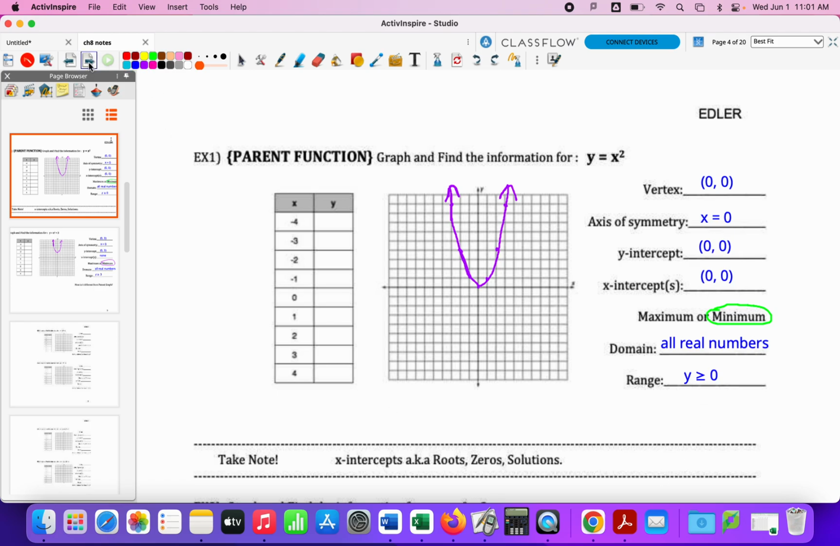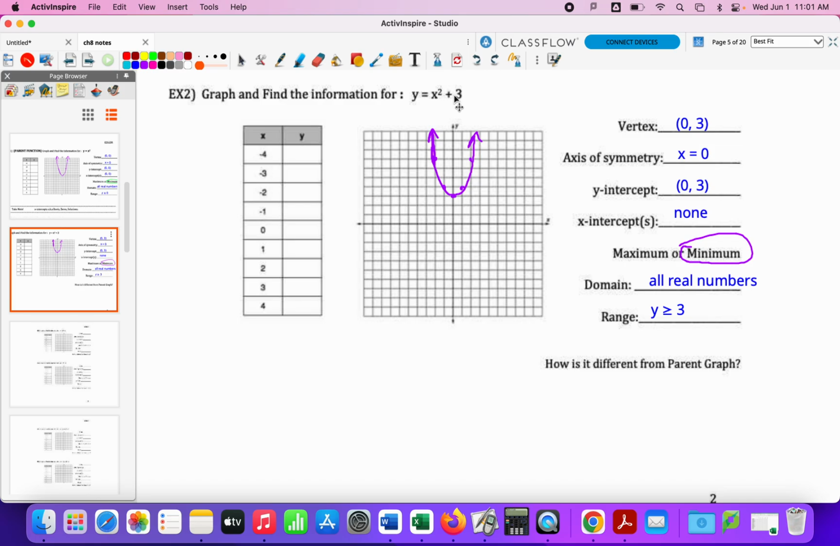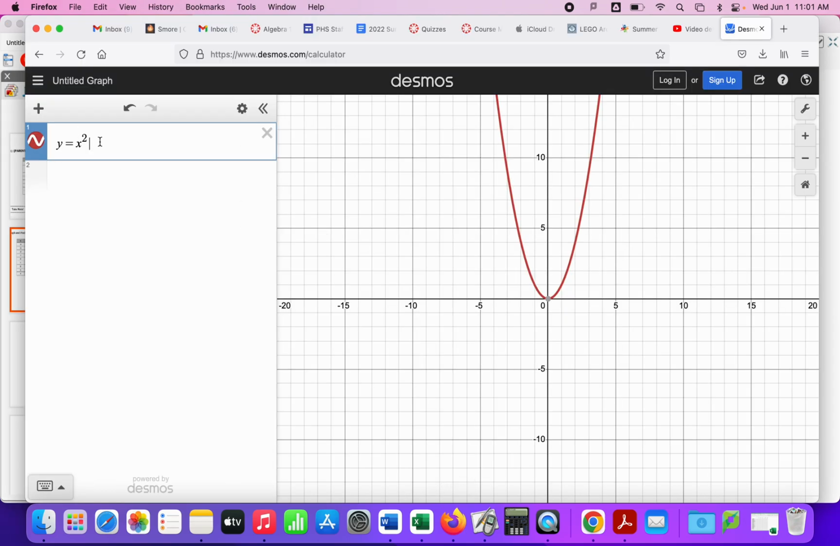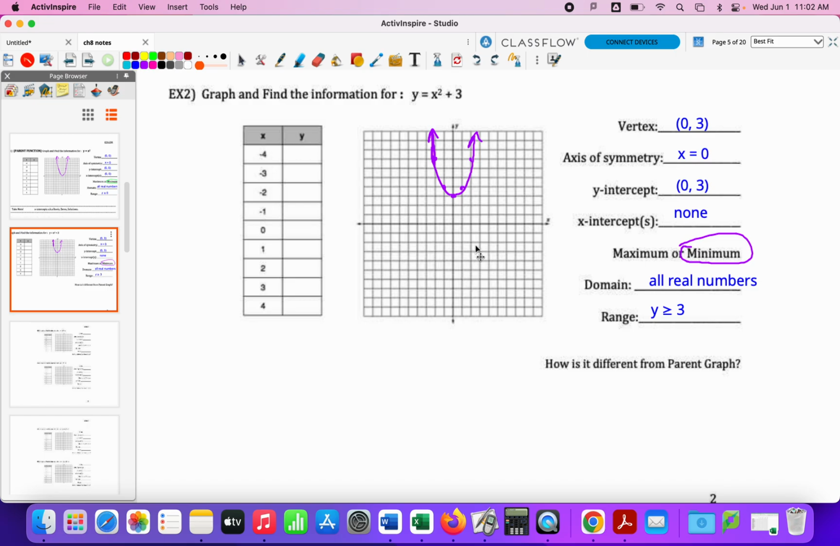Okay. Let's look at what happens if we add a different number in here. So now we've got a plus 3. I can go back to my Desmos and do a plus 3. Here we go. I can just put a plus 3 and notice the graph just moves up 3 units. Again, I'm just going to pick some of these points to plot and make it easier, and that's how I got this here. So let's look at some of the key features for this graph.